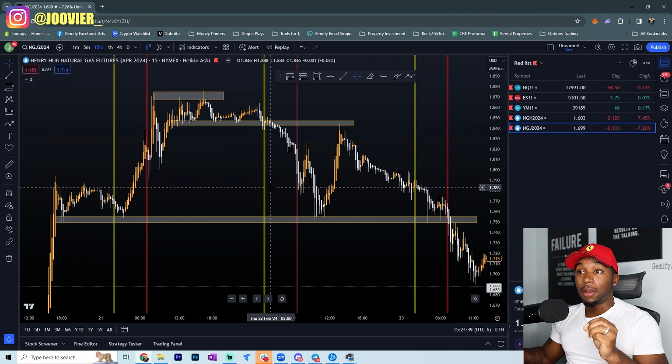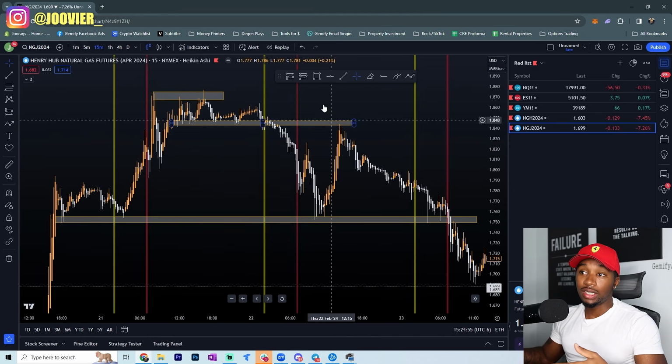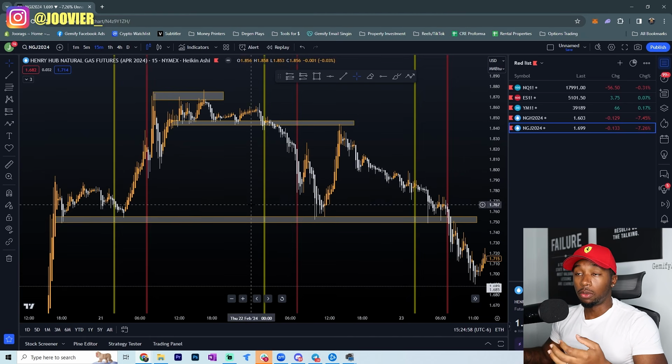But basically, in the past 10 days, support and resistance has not failed me once with this strategy or with this pair called natural gas. So I'm going to be using this as our example.